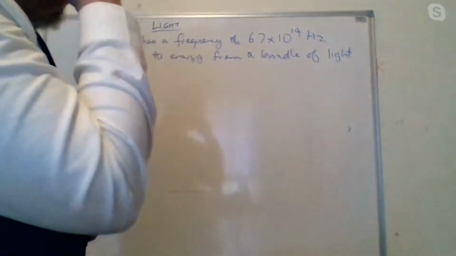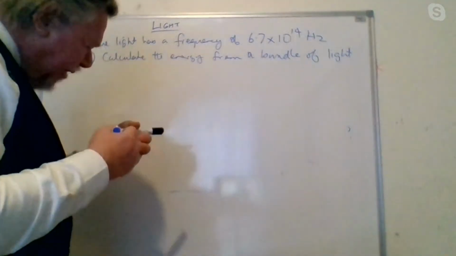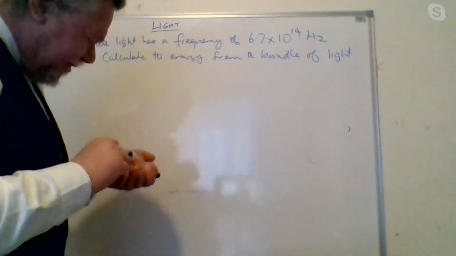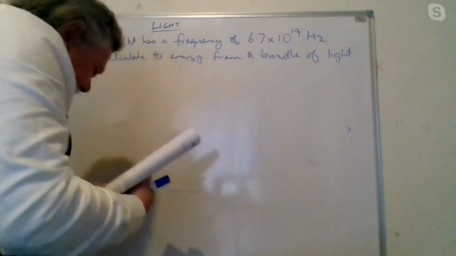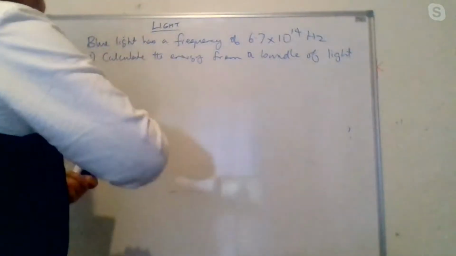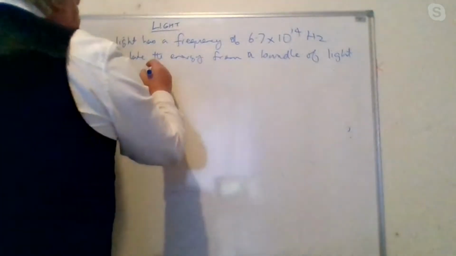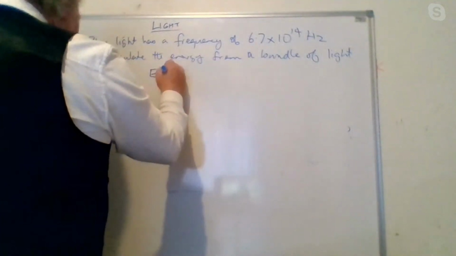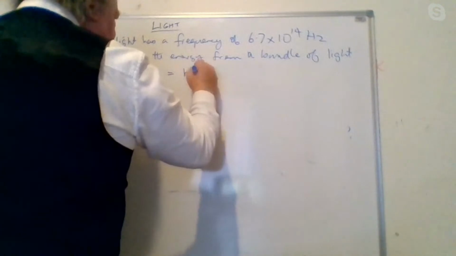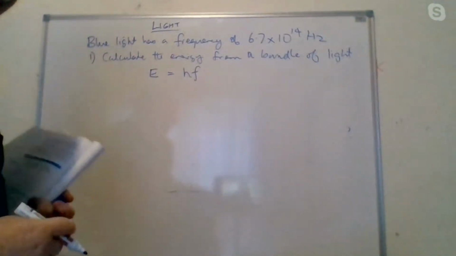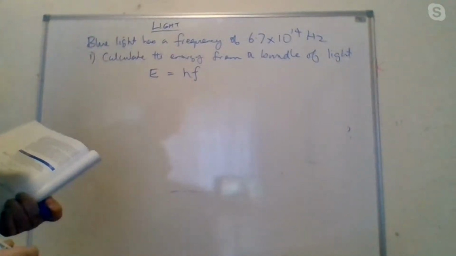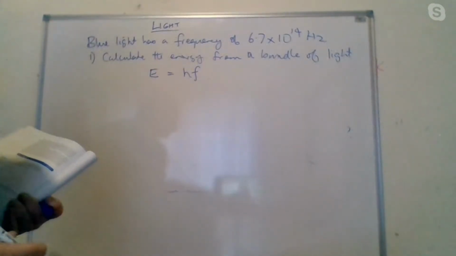So we're going to calculate the energy from a bundle of this light. First of all, our formula for that: E equals h times frequency. H is our good friend Planck. Well, actually, I wish he was a good friend.